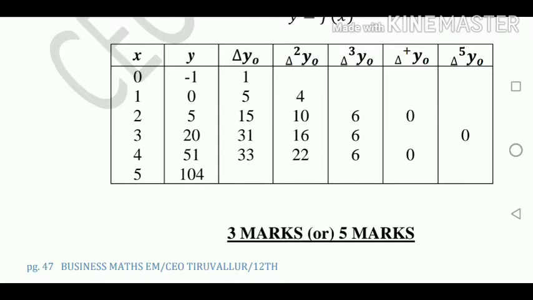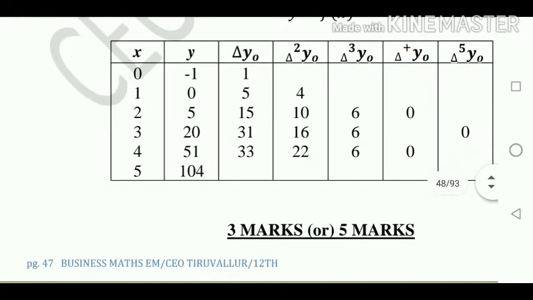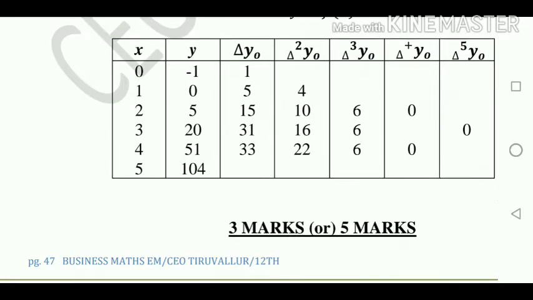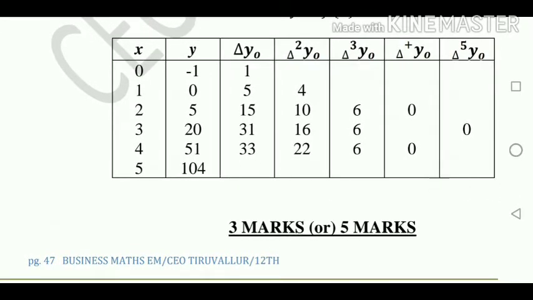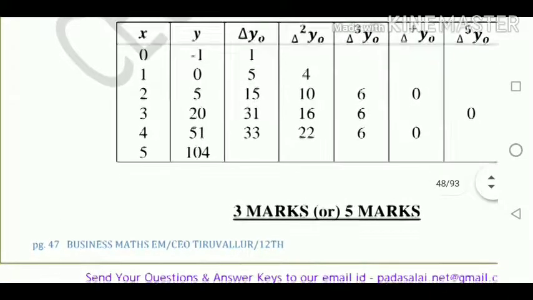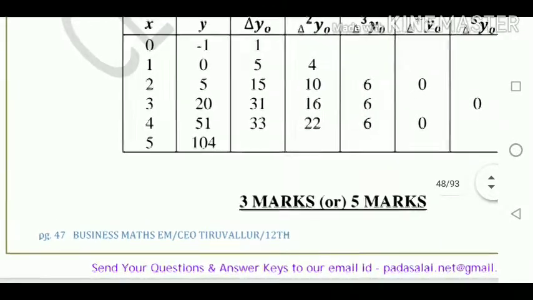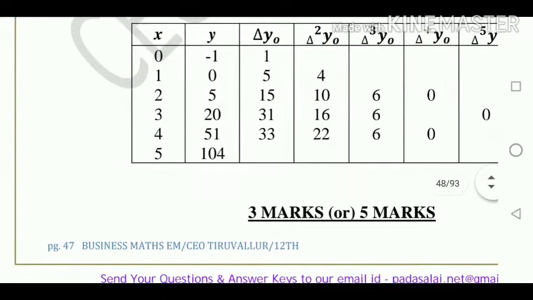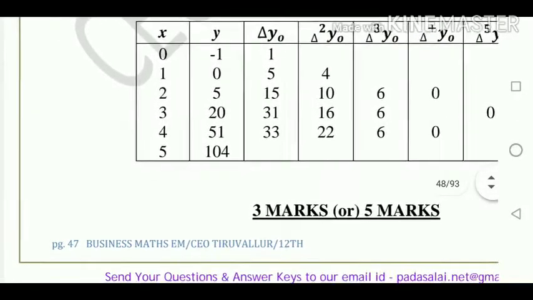Then delta square y naught is found by using the delta y naught. That is 5 minus 1, 4. 15 minus 5, 10. 31 minus 15, 16. 33 minus 31, we are getting 2. Then 10 minus 4, 6. 16 minus 10, 6. Then 22 minus 16, we are getting 6. And 6 minus 6, we are getting 0 as the answer. Here it is not 33. 104 minus 51, we are getting 53. 53 minus 31, we are getting 22.